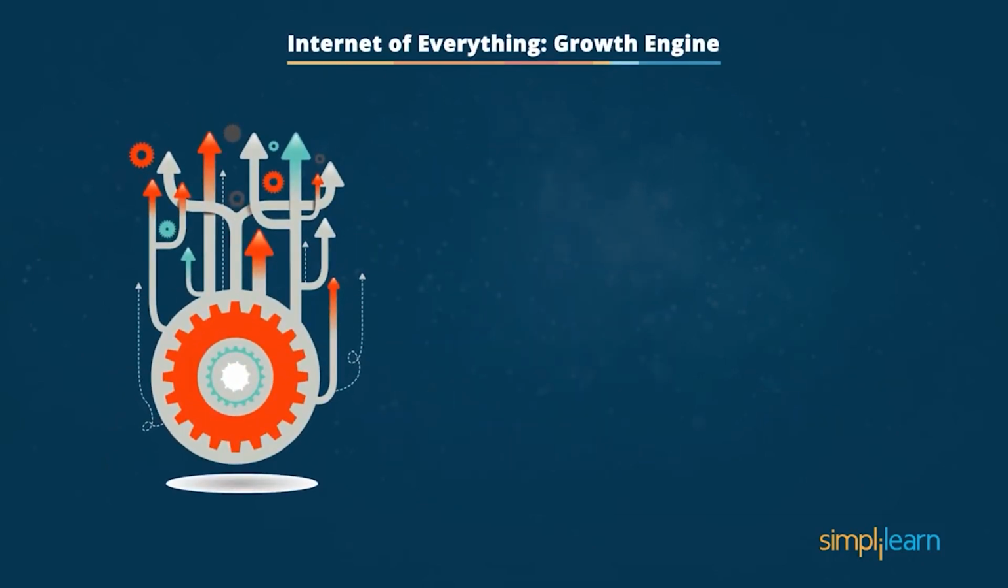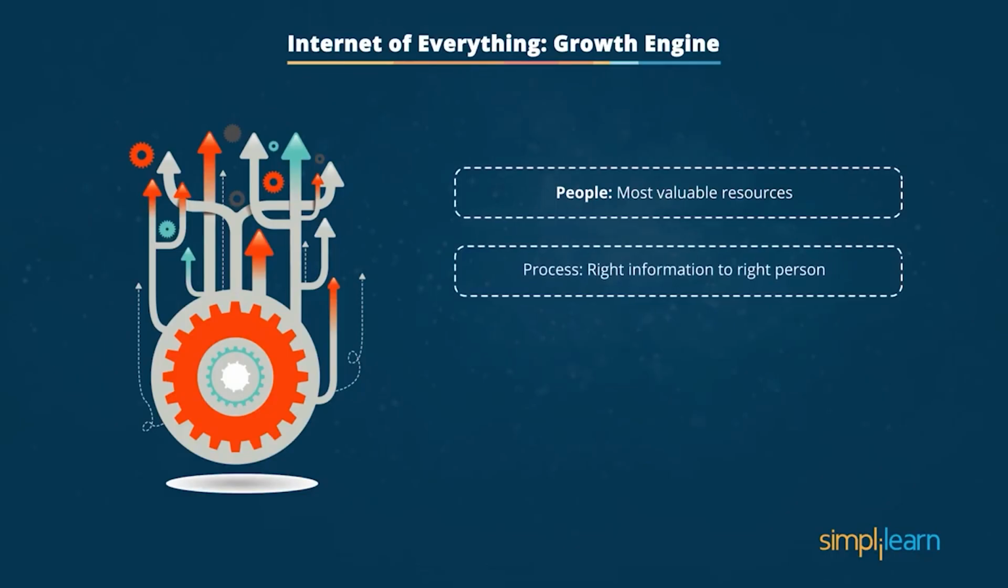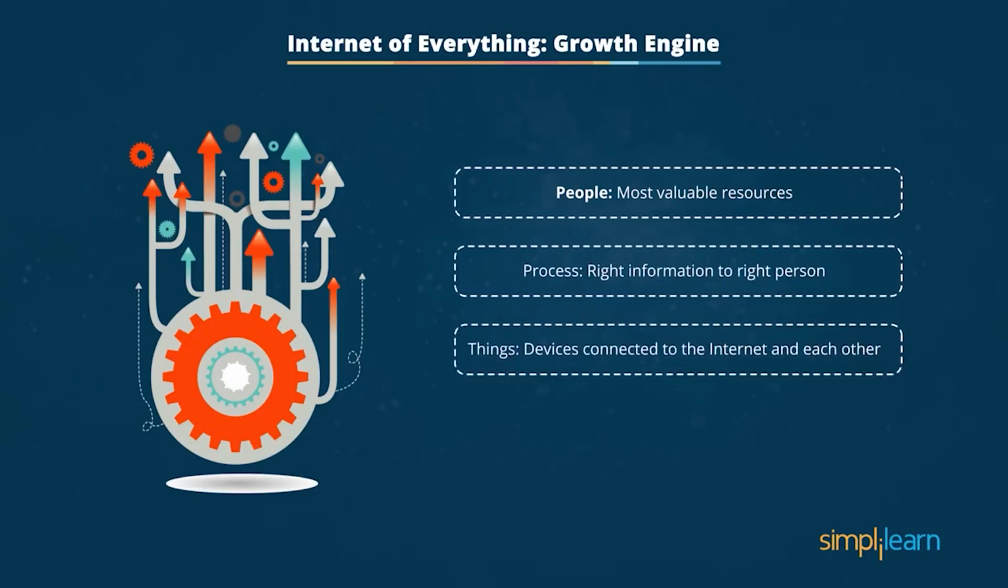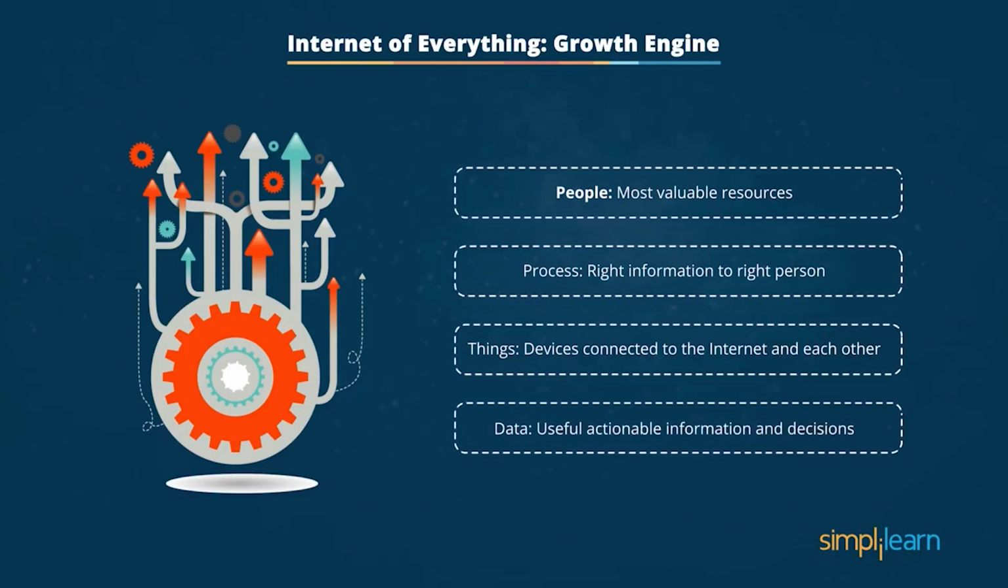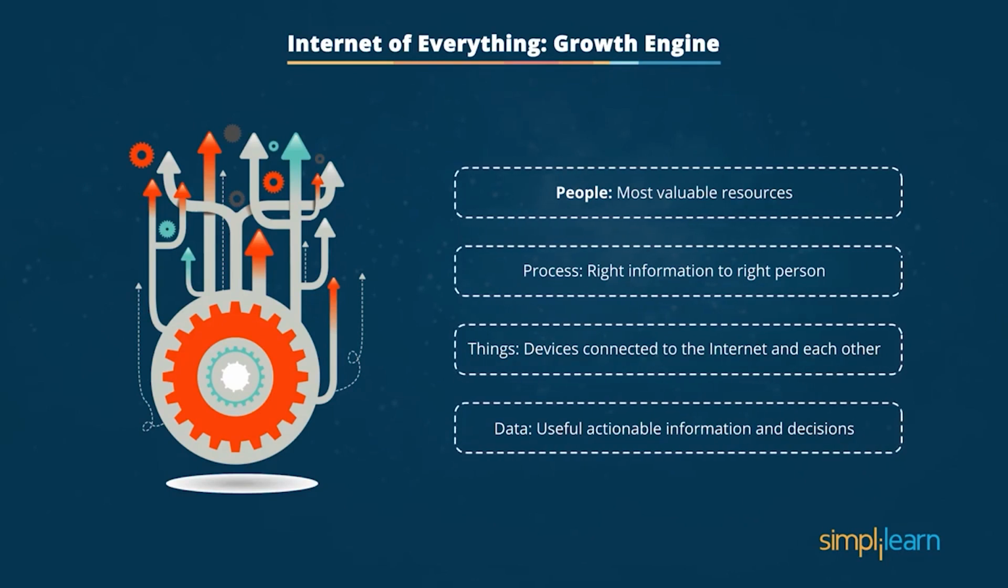Internet of Everything growth engine. The Internet of Everything comes with a growth engine for any organization. It includes people, who are the most valuable resources. The process of making the right effort for the things that includes the physical devices, other objects, and the data taken from sensors to make actionable insights for decision-making is important. People, process, things, and data are the growth engine elements that give a company an edge in the digital transformation world. With data privacy and transparency mechanism, it is important for every organization to follow Internet ethics and compliance.